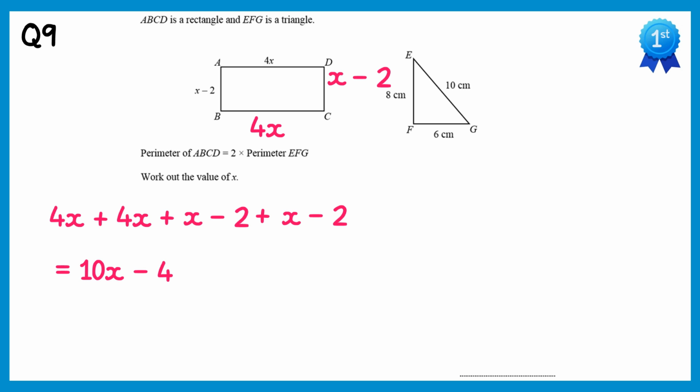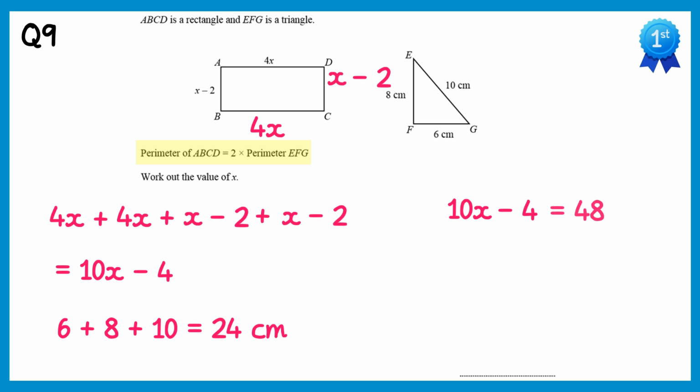The perimeter of the triangle is just 6 add 8 add 10, which gets you 24. In the question, we're told the perimeter of the rectangle equals twice the perimeter of the triangle. So the perimeter of the rectangle, which is 10x minus 4, is equal to 2 times the perimeter of the triangle, which is 24, times 2, which is 48.